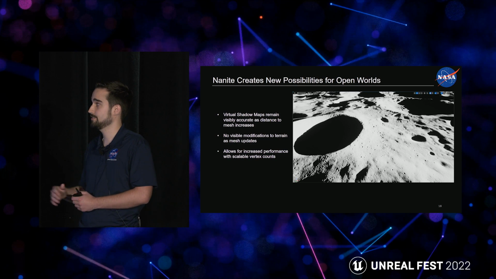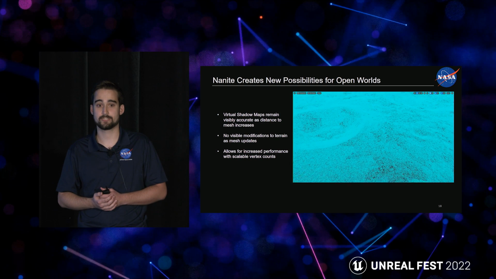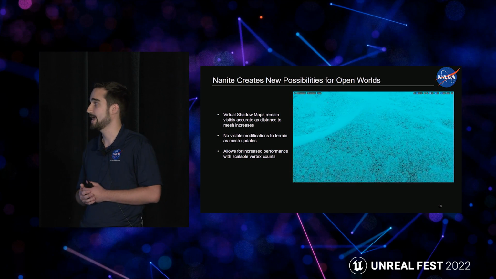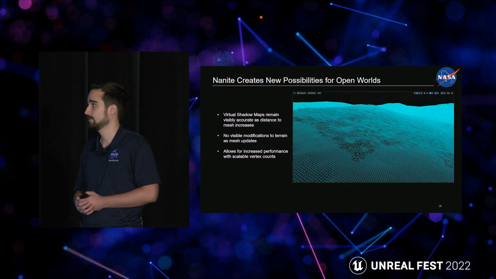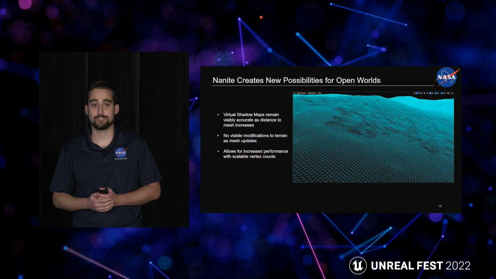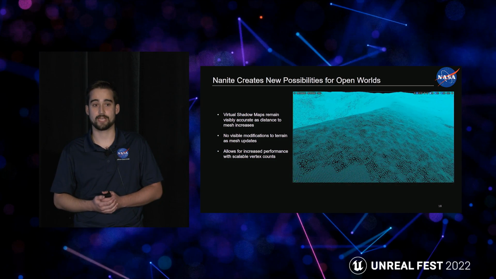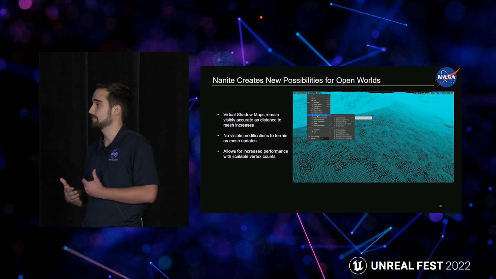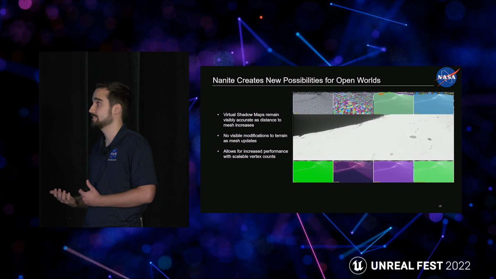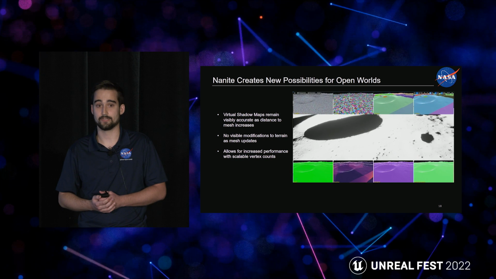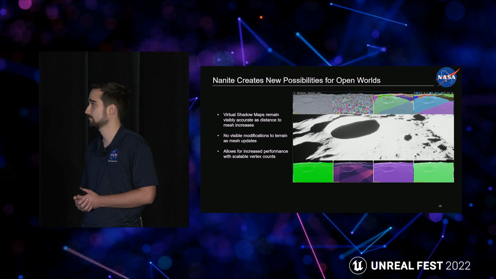Now this video here demonstrates the optimizations that Nanite performs on our terrain as the camera gets closer or further away from the lunar surface. Additionally, we're able to take advantage of the optimizations with virtual shadow maps that allow us to render very long shadows of tens of kilometers in length that remain visibly accurate the further away you get from the lunar surface.